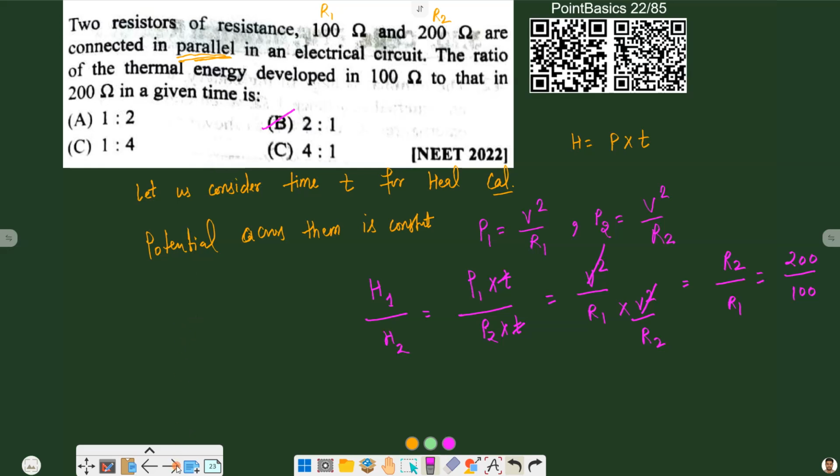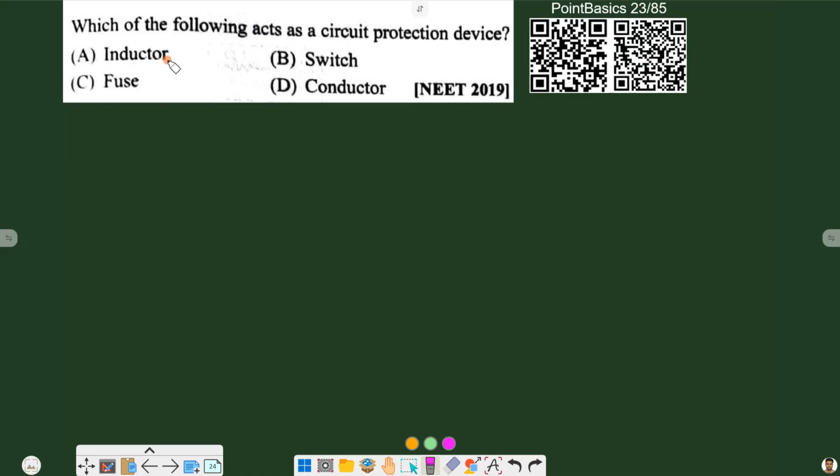Moving to the next one: which of the following acts as a circuit protection device? So basically it's a fuse. A fuse acts as a circuit protection device.